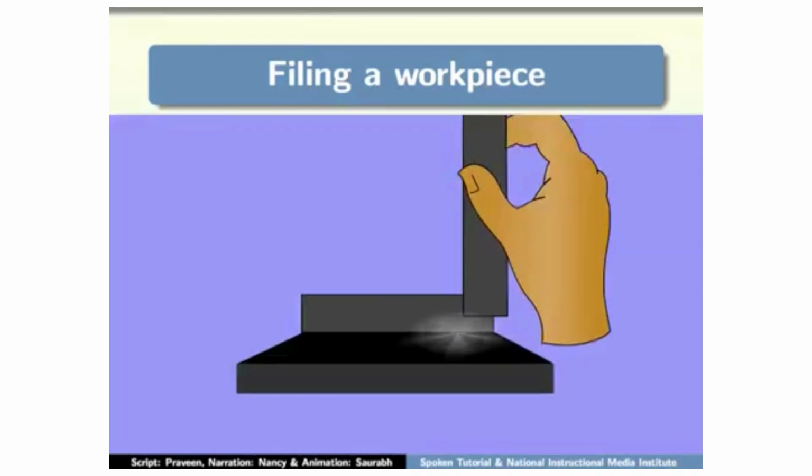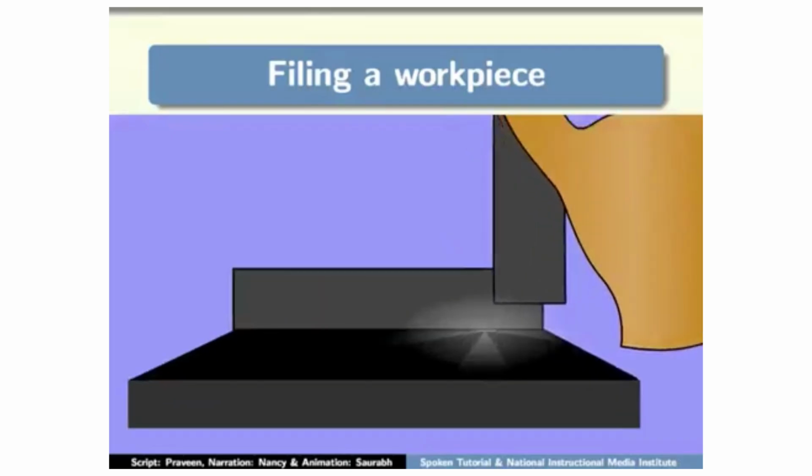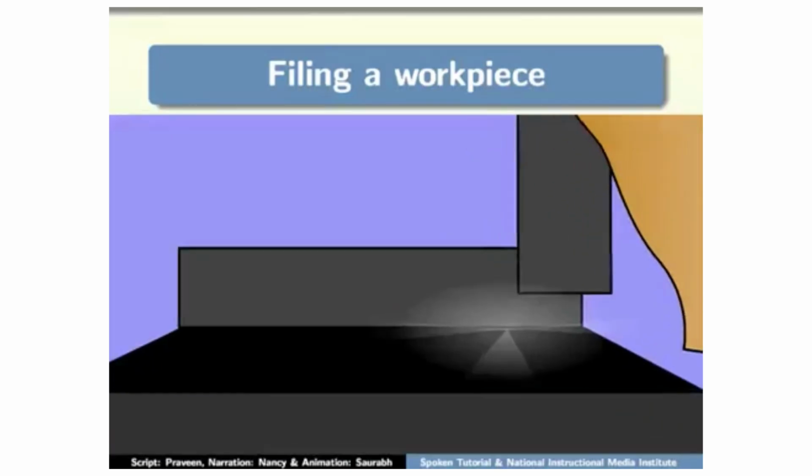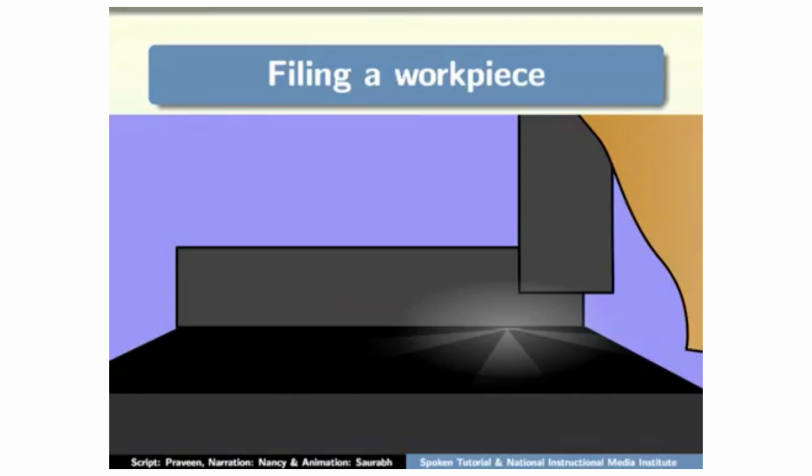Check this against a light source. This is a clear indication of flatness. If the surface is uneven, then you will see light rays between the workpiece and the tri-square. In such cases, you will need to file again.